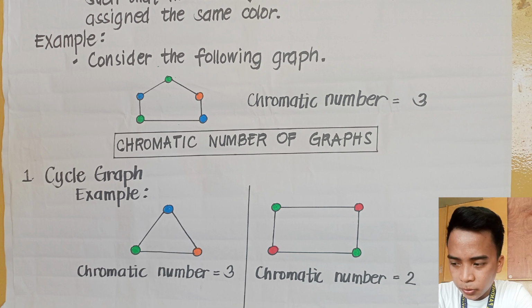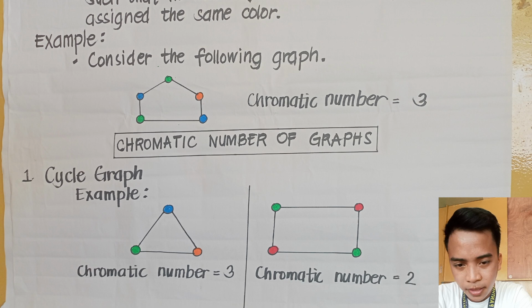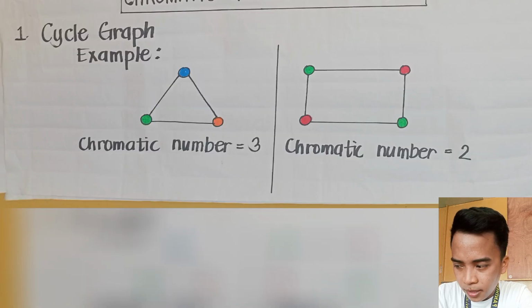So the chromatic number of a cycle graph: if the number of vertices in a cycle graph is even, then its chromatic number is 2. Now, if the number of vertices in a cycle graph is odd, its chromatic number is equal to 3. This is an example of a cycle graph which has a chromatic number of 2, and on the other side one has a chromatic number of 3.